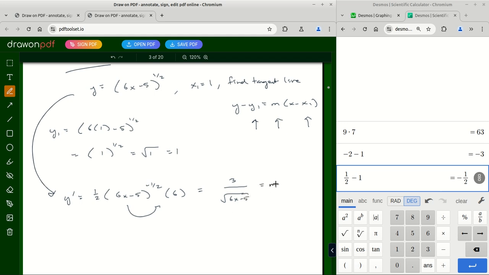And this is your slope. This is your m, kind of. So first off, the half and the 6 make a 3, right? And then this negative means it's in the bottom, and that 1/2 means the square root. So there you go.